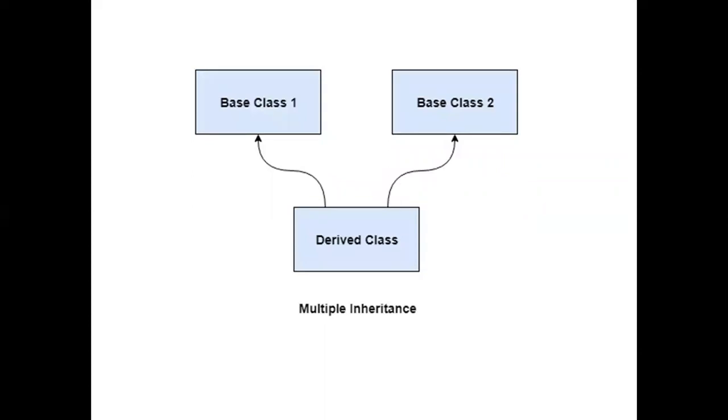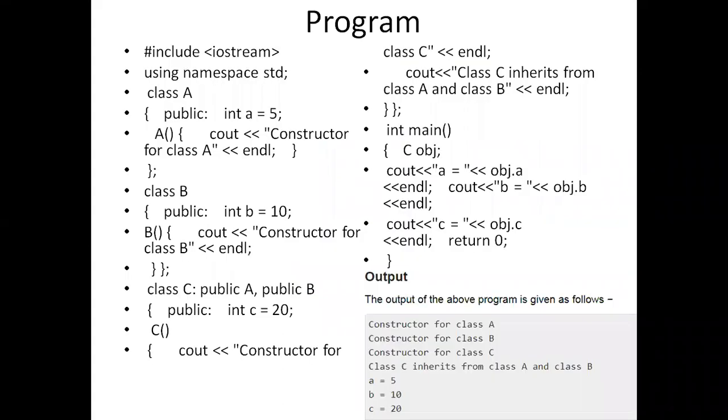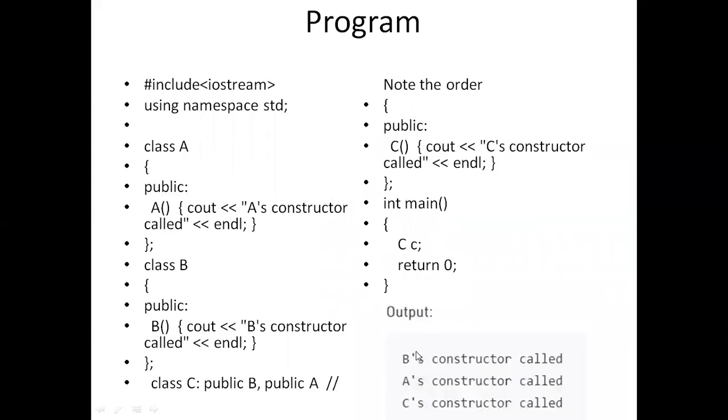There are two base classes, base class 1 and base class 2, and they are both derived into a derived class. And how we actually do it, we will do in this program. Okay, this is our program of multiple inheritance. I think first we have to go with the easier one. So this is the easier one.